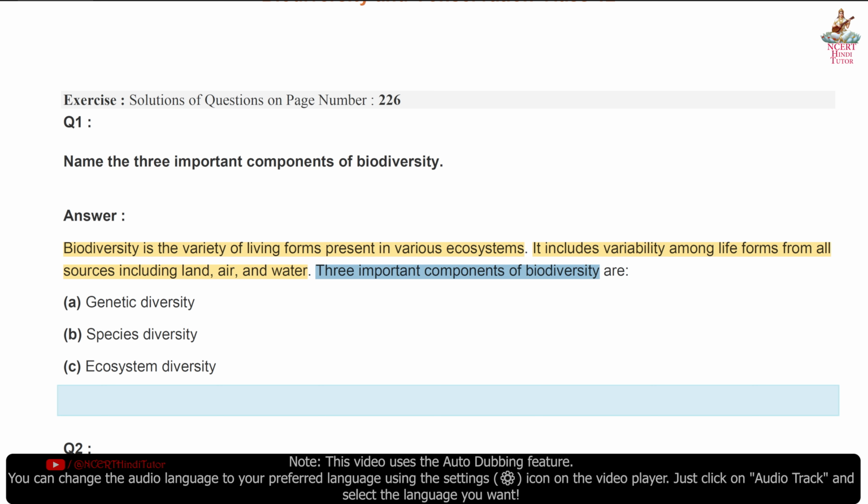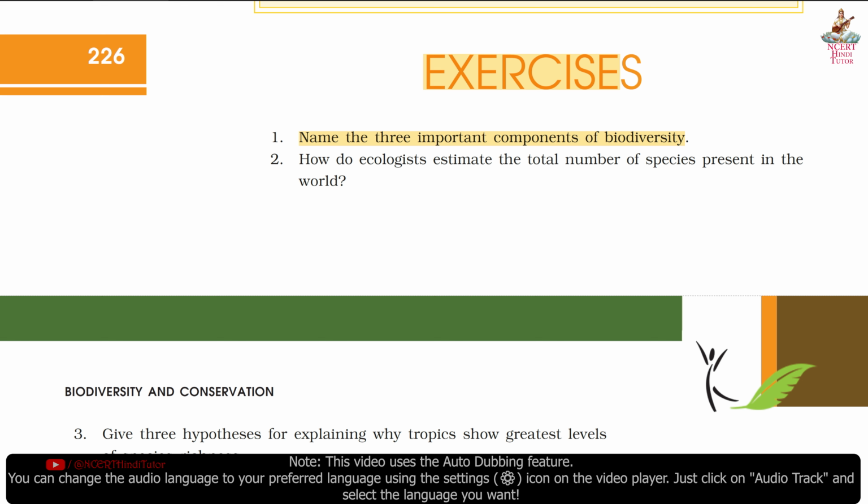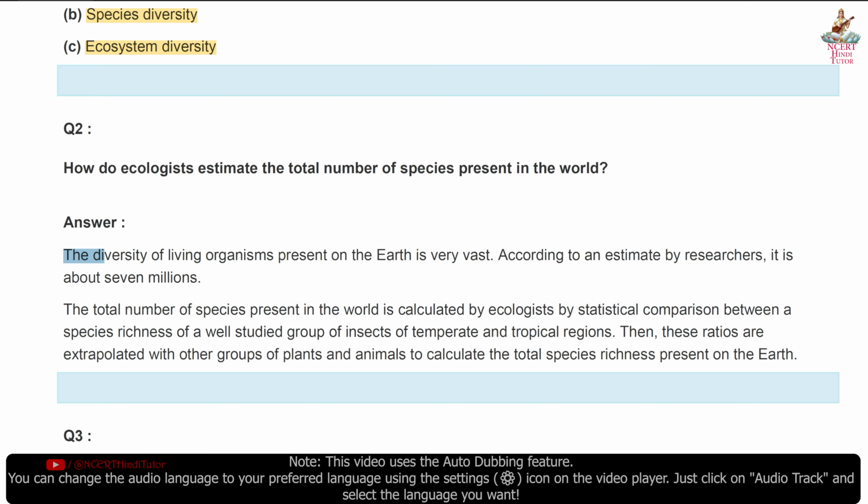Three important components of biodiversity are A. Genetic diversity, B. Species diversity, C. Ecosystem diversity. Question 2. How do ecologists estimate the total number of species present in the world? Answer. The diversity of living organisms present on the earth is very vast. According to an estimate by researchers, it is about 7 million.